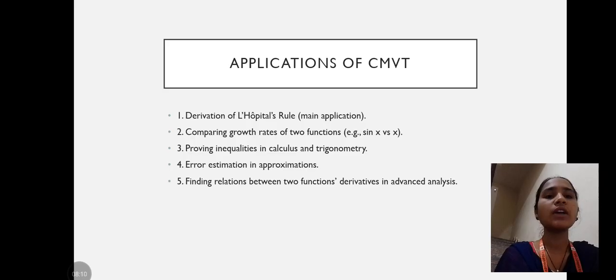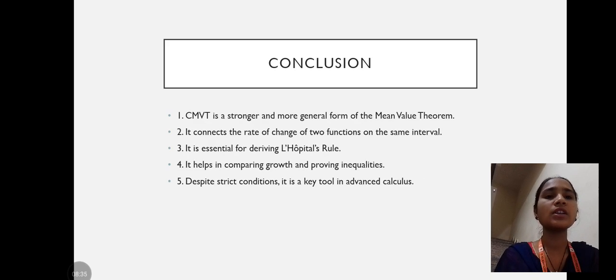Applications of Cauchy mean value theorem. It is applied in the derivation of L'Hospital's rule. It is applied in comparing growth rates of two functions, for example, sin x versus x. It is applied in proving inequalities in calculus and trigonometry. It is applied in error estimation in approximations. It is applied in finding relations between two function derivatives in advanced analysis.